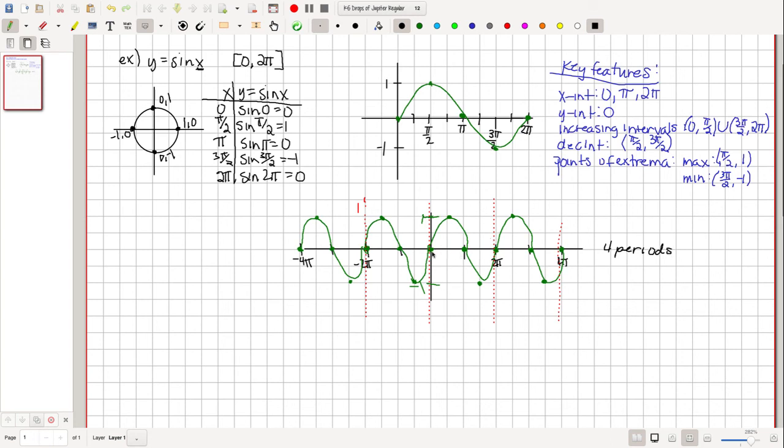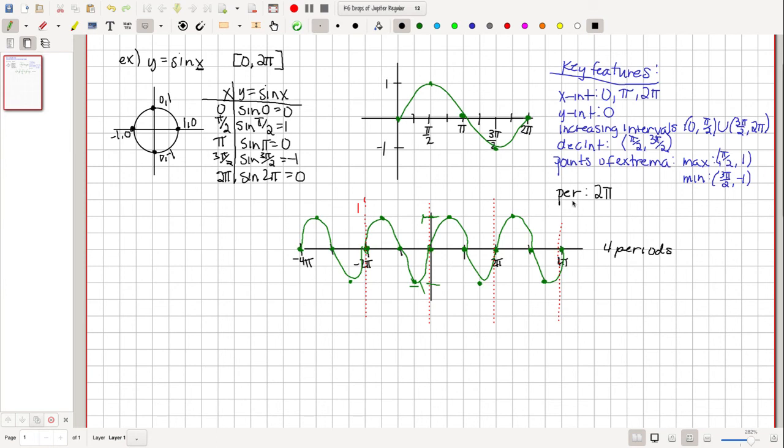The length of each period is 2 pi because it starts at 0, ends at 2 pi. Starts at 2 pi, ends at 4 pi. So the distance from the start to the stop is 2 pi. My distance from 0 to 2 pi, that's my period. So the period for this particular graph is 2 pi. In the next lesson, that period is going to start changing, but for now, it's just 2 pi.